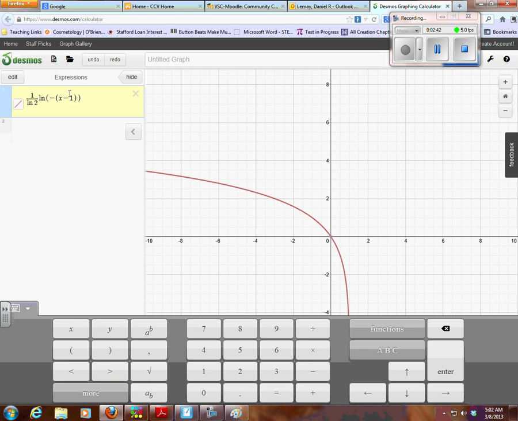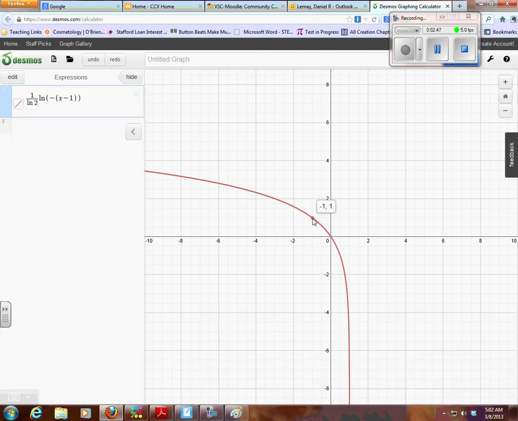I don't think I need to put parentheses here. So does that go through the point -1, 1? It sure does. So that's the equation of this transformed function. What's probably been giving you a hard time is finding that stretch factor. Okay, so I hope that helps.